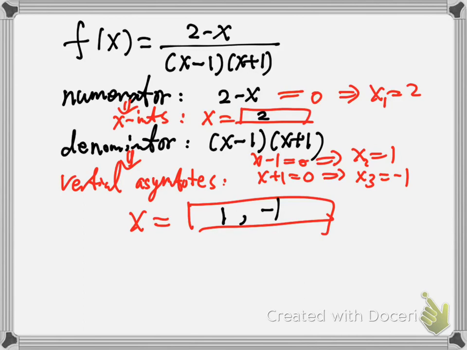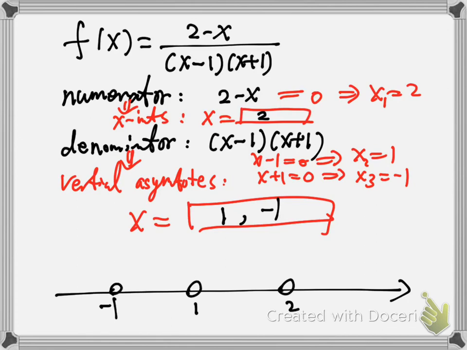Okay, so now let's look at positive and negative sign, right? So let's draw it here. So we have x1, x2, x3. So x1 is 2, and then 1, and then -1. Okay, so we do the same thing, plus and minus sign, right? So we test x is 10. Numerator is -8, 2 minus 10. And then we have 9 times 11. So this is negative, positive, negative, and positive. Okay, so that's the sign.